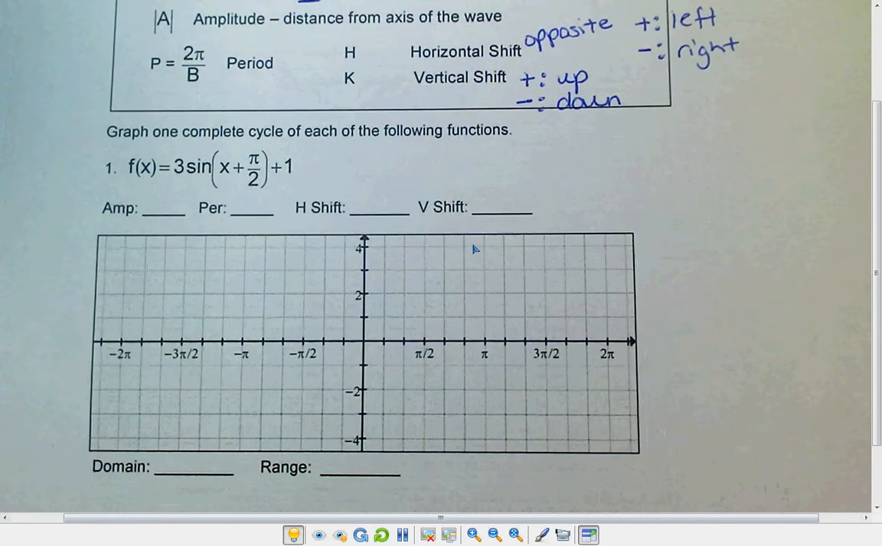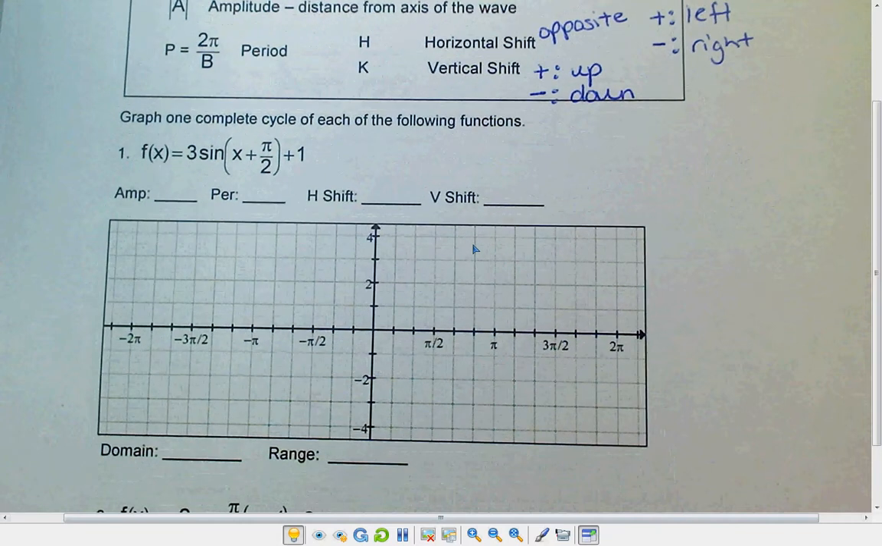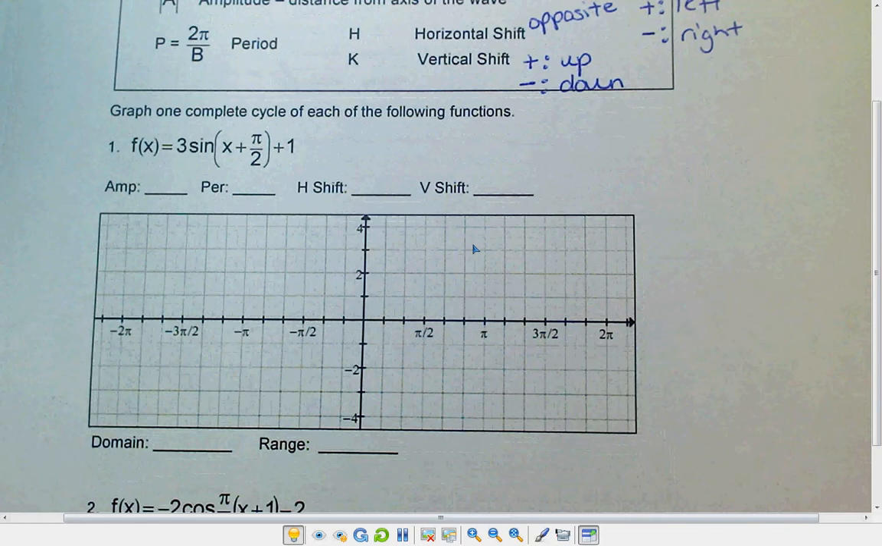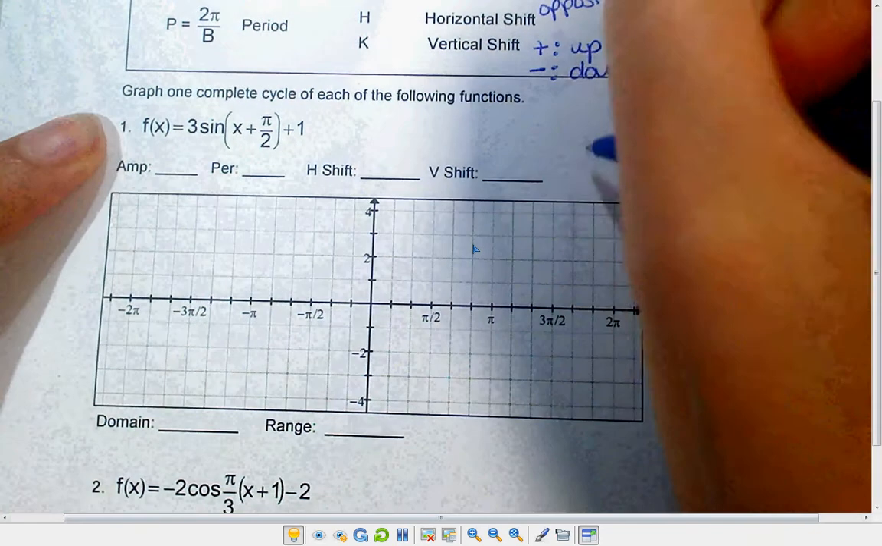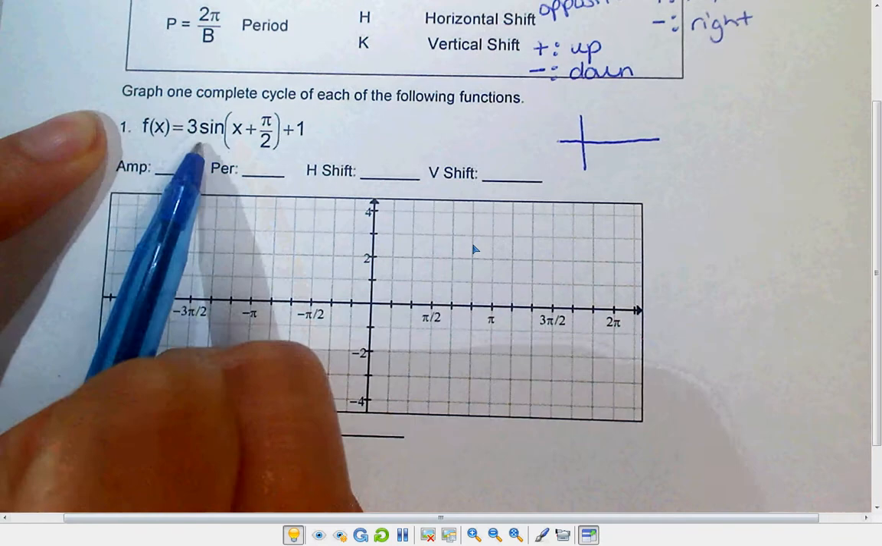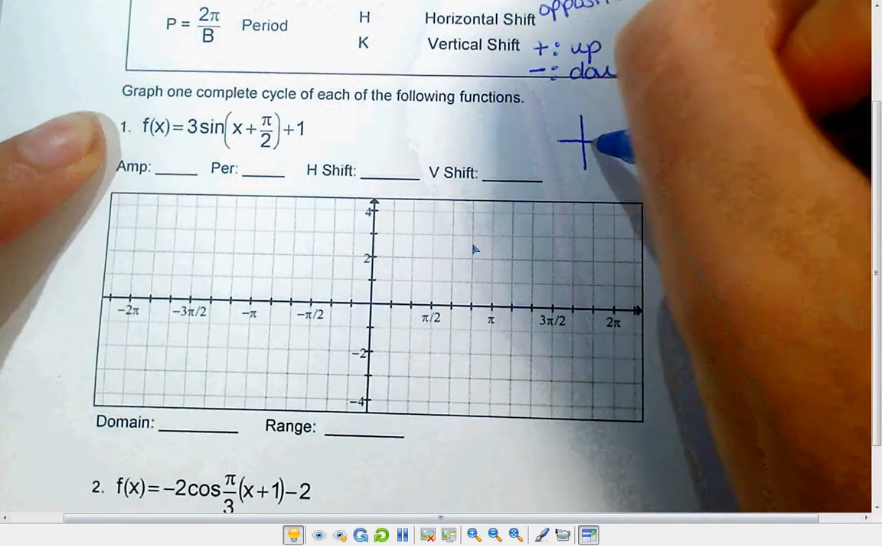So let's take a look at some examples. For number 1, your first step is the same as what we've been doing all of last week, which is first graphing our graph using just amplitude and period. So let's take a look at this first example. We can tell already it's a sine function, it's positive, so I'm going to draw my sketch.